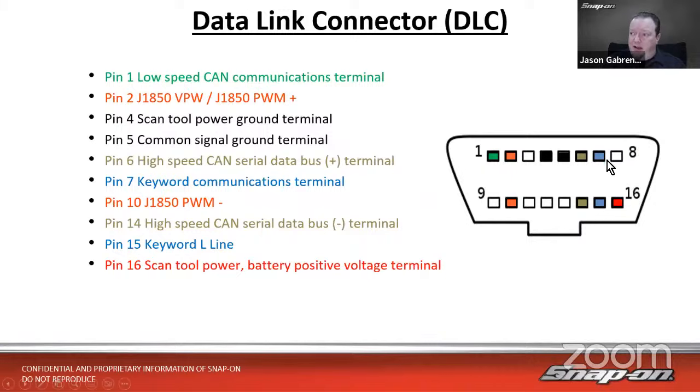We talked about K-line, so pin 7 is going to be keyword or K-line communication there. And then we have the L-line, which the manufacturer uses two wires on. It's going to be down there. And then pin 16 is always power. So if we don't have power there, that's the place you need to start. If you don't have power at pin 16, you've got to start there, check fuses, check lines, make sure everything works. Because if I don't have power there, I more than likely am not going to have communication with the vehicle.